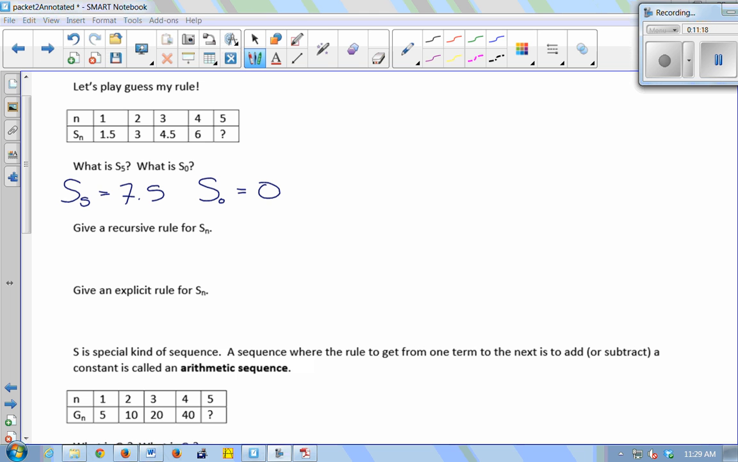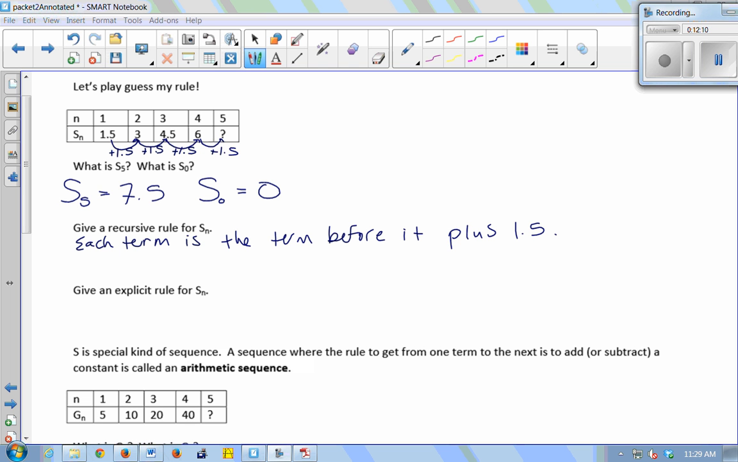All right, so can somebody explain to me how they figured out 7.5 has to be S sub 5? Okay, so these values, S sub n's, are increasing by 1.5 at each transition, right? Good. So each one's increasing by 1.5. Okay, so let's write that rule in English. Each term is the term before it plus 1.5, right? That's the pattern that you saw. Every term is the term before it plus 1.5. Everyone agree so far? Okay.